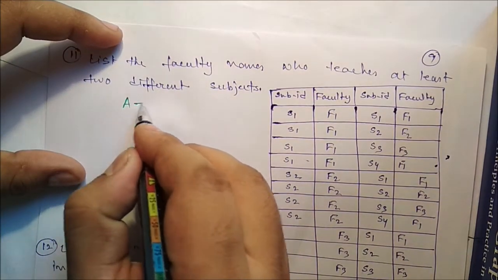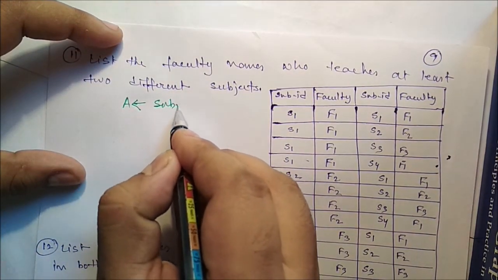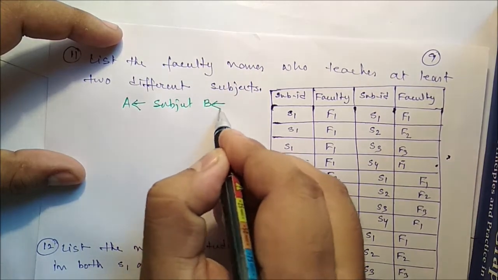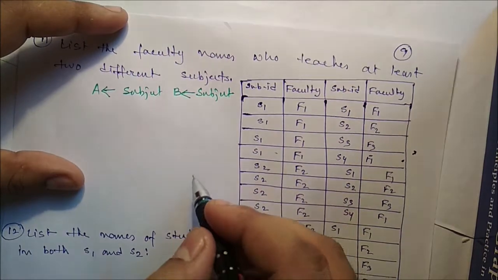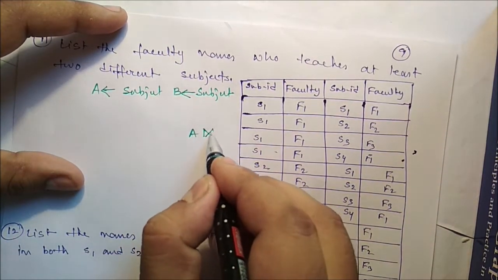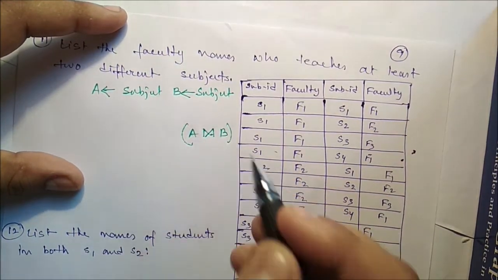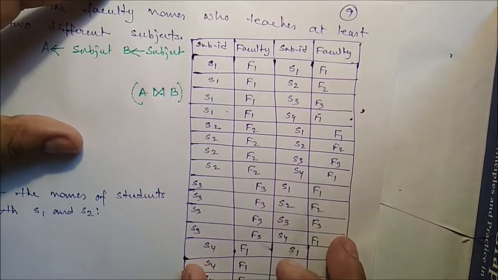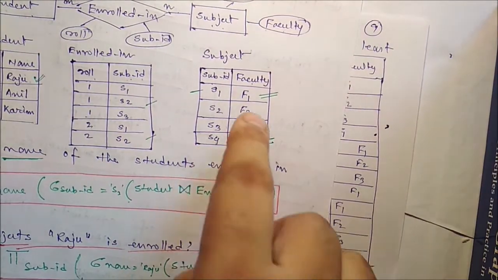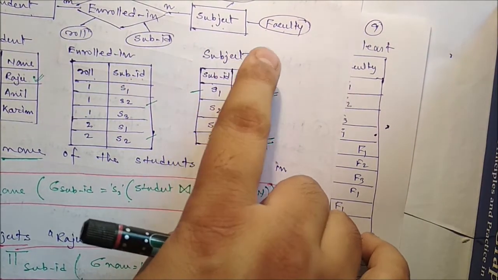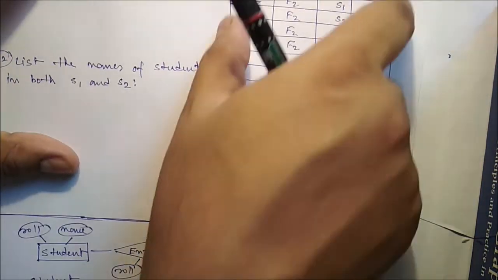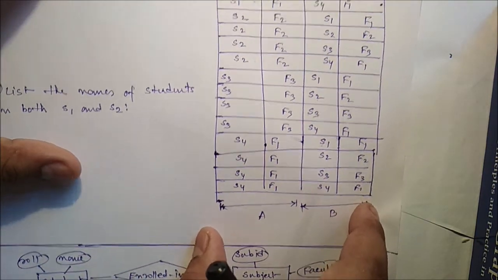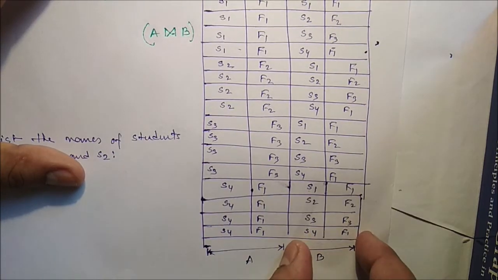Let A be subject, and B is also subject. If you mention A join B, then we can get this particular table. The total number of rows present here is 1, 2, 3, 4. So if you apply the join on subject, the resultant table should have 16 rows. Assume this is A and this is B.